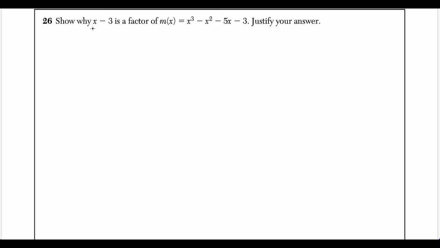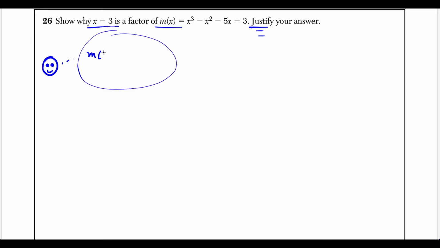Question 26, we want to show why x minus 3 is a factor of m of x, and we need to justify our answers. So with this question here, there's a few ways we could go. But the path of least resistance is to just plug in 3 into the function and see if it equals 0. And the reason being, if m of 3 equals 0, then what we could say is that x minus 3 is a factor. All right, so that's my thought process for a question like this.